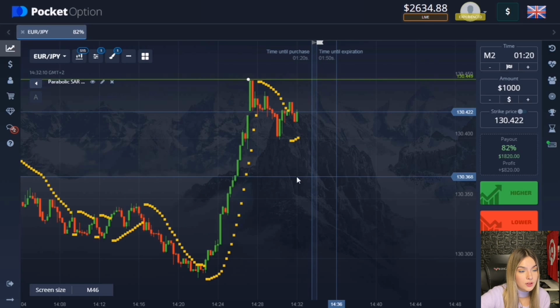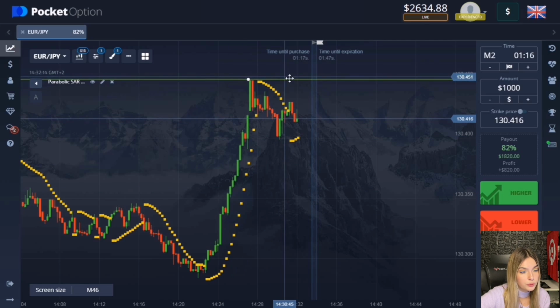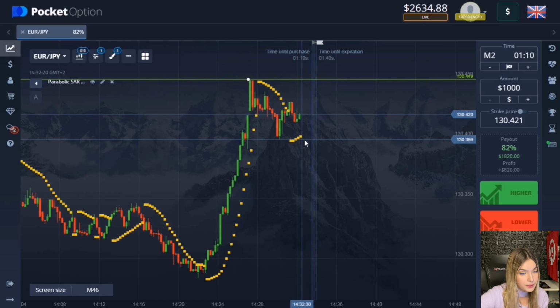Here we see that there was a confident upside movement. The price touched the resistance level. After that there was a pullback down, and after the pullback the price continues its upside movement again. In this situation I suggest opening a deal for 2 minutes to increase.